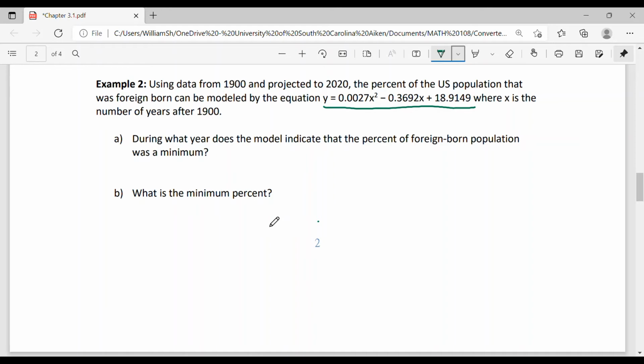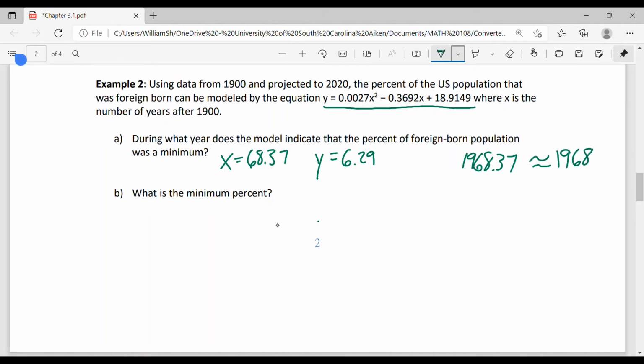Alrighty, so we found our x to be 68.37. We found our y here to be 6.29 at our minimum point. But it says, during what year does the model indicate the percent of foreign-born population was a minimum? Okay, so the x associated with it is our year, because x is the number of years after 1900. So if I was going to write it as an actual year, it would be 1968.37. Typically, they want you to round it to the nearest year, so we're going to say 1968.